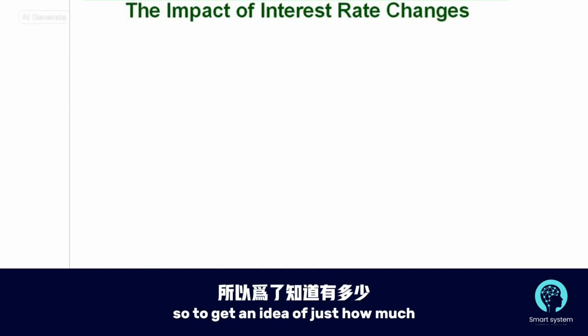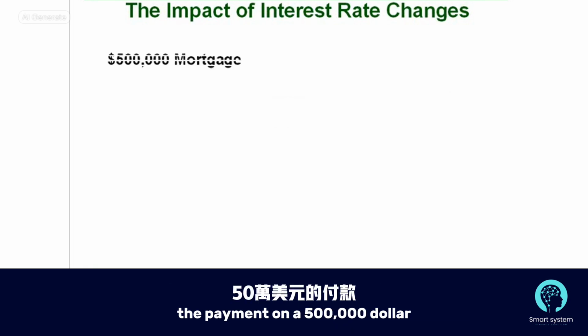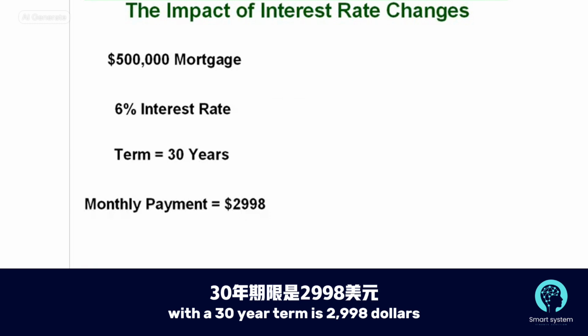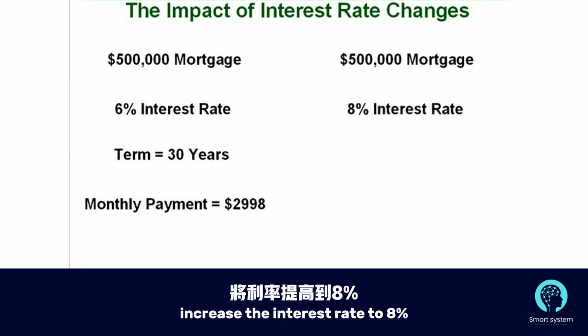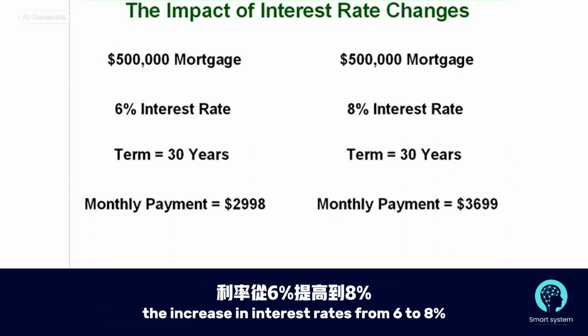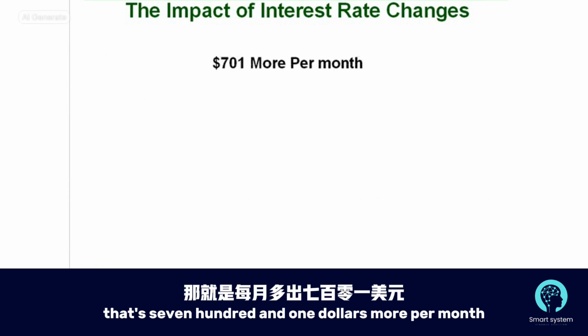So to get an idea of just how much even small changes in interest rates can affect things, consider the following example. The payment on a $500,000 mortgage at an annual interest rate of 6% with a 30-year term is $2,998. Now let's take that same $500,000 mortgage and increase the interest rate to 8%, keeping the term at 30 years. With the only difference being the increase in interest rates from 6 to 8%, the mortgage payment increases from $2,998 to $3,699. That's $701 more per month.